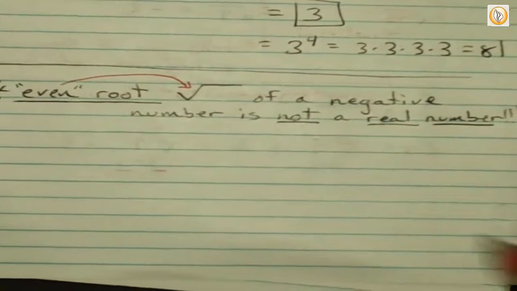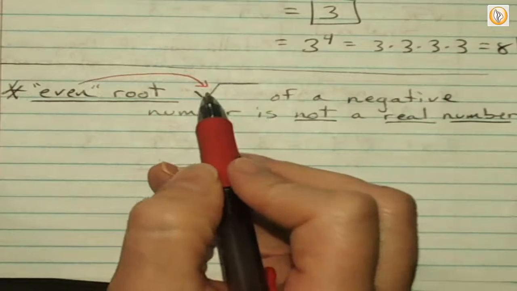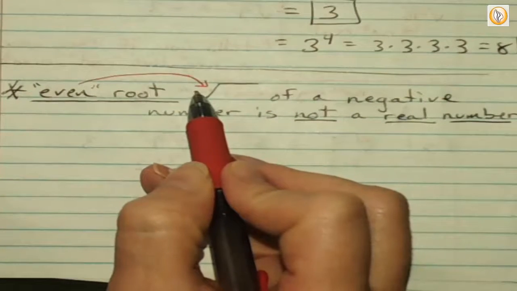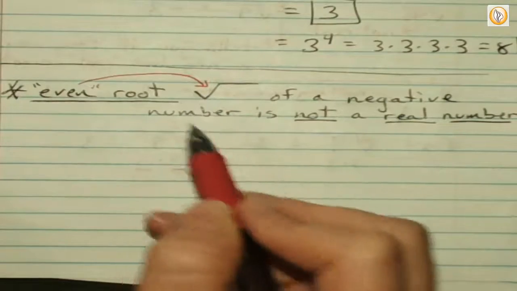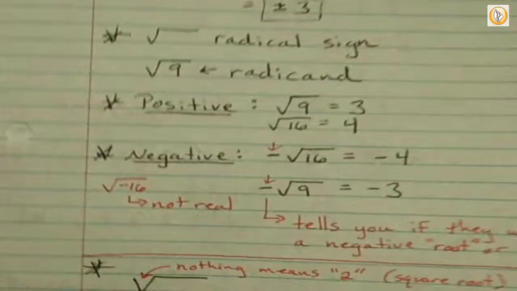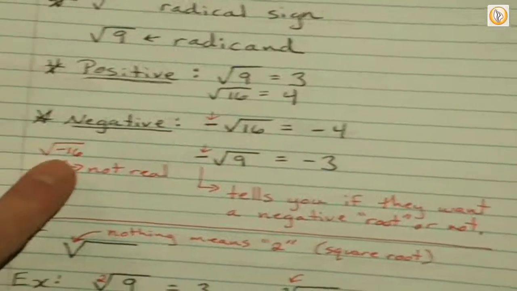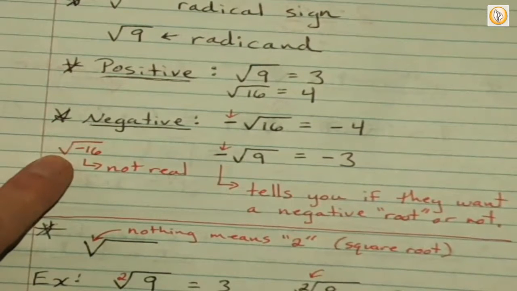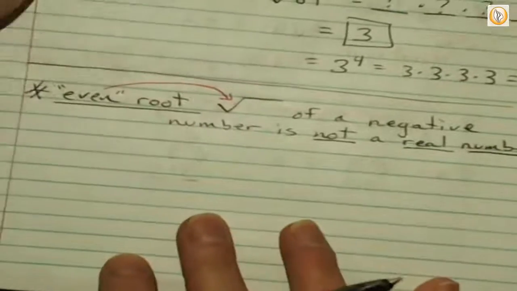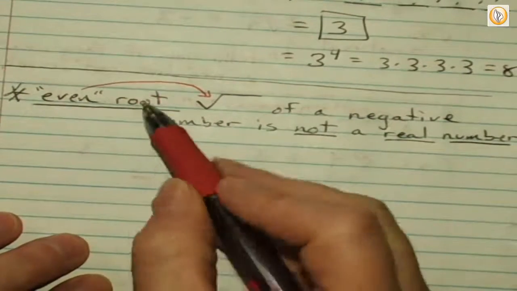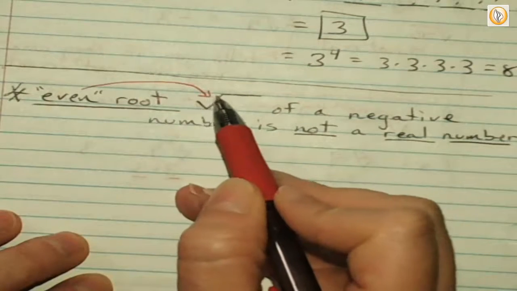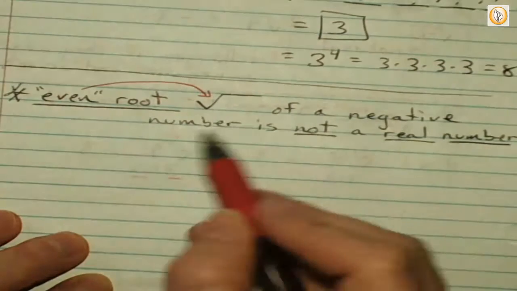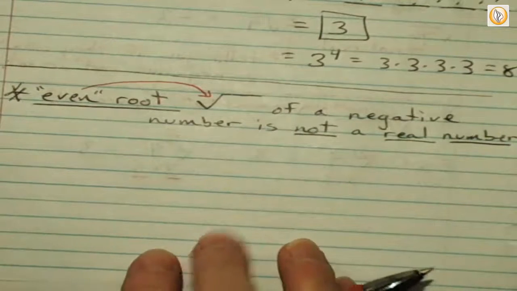All right, so if there's a negative and the root is even, it is not a real number. Like when I was showing you over here, what is the root? What's in the check? 2, because there's nothing there, so there's a 2. Is 2 even or odd? Even. So then that is not a real number. That's what this means. An even root. Any root that's even of a negative number is not a real number.